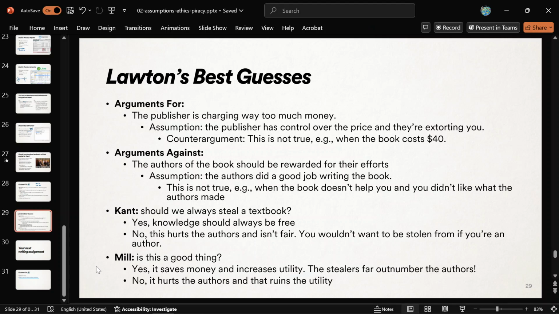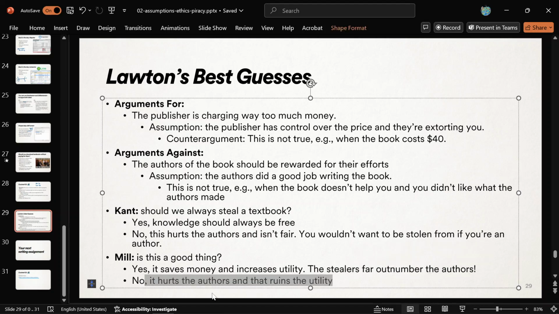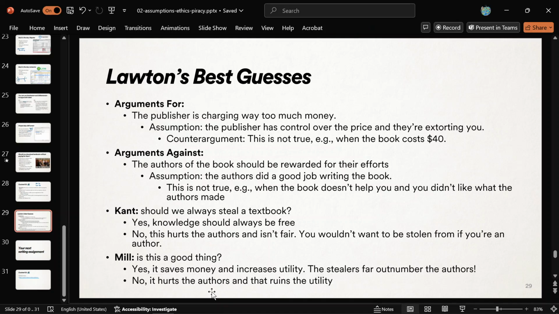But at the same time, you could still use utilitarianism to argue the opposite, right? Because maybe you could make the claim that it hurts the author so badly, and this was a really good textbook that is used by every class in this subject. We don't want them to go out of business, right? That would decrease total utility. People would learn less if this textbook wasn't printed anymore. Stuff like that, okay? Because it was just getting stolen too much.